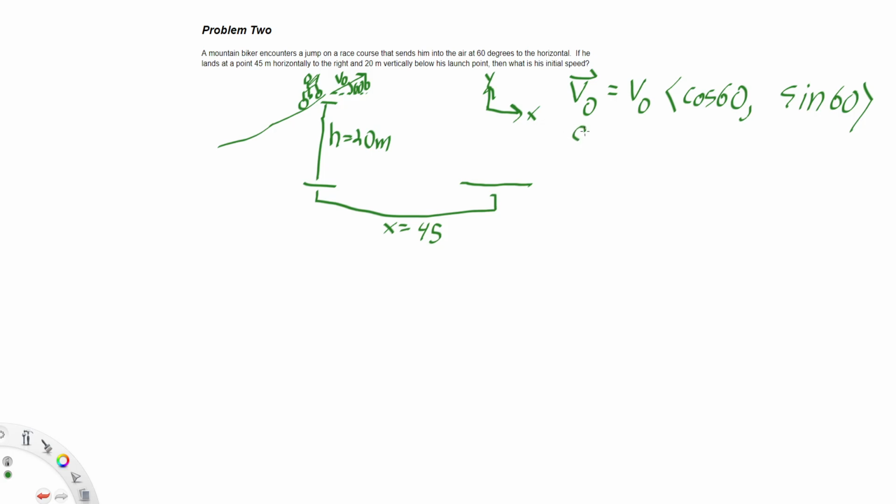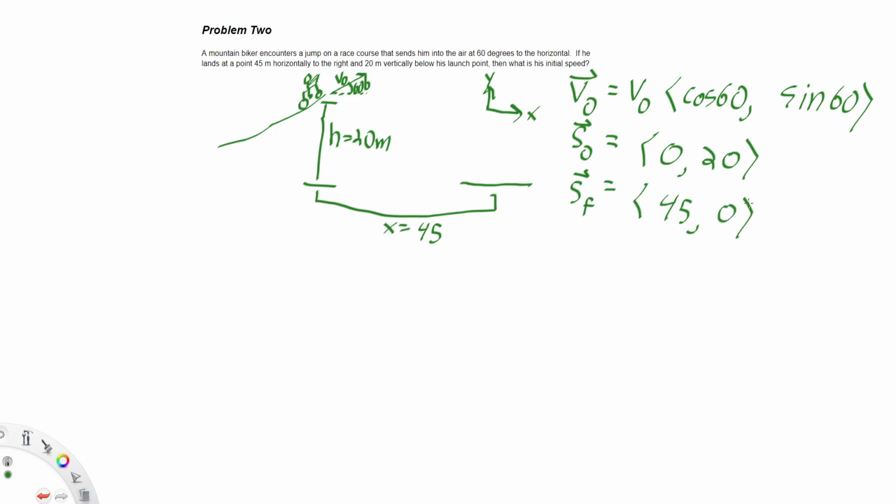The initial position of the jump, let's say that we are at 0 in the x direction, but we're 20 meters above the ground, which means that our final position is 45 meters to the right of where we started and 20 meters below. If we started at positive 20 meters, we ended at 0 meters.